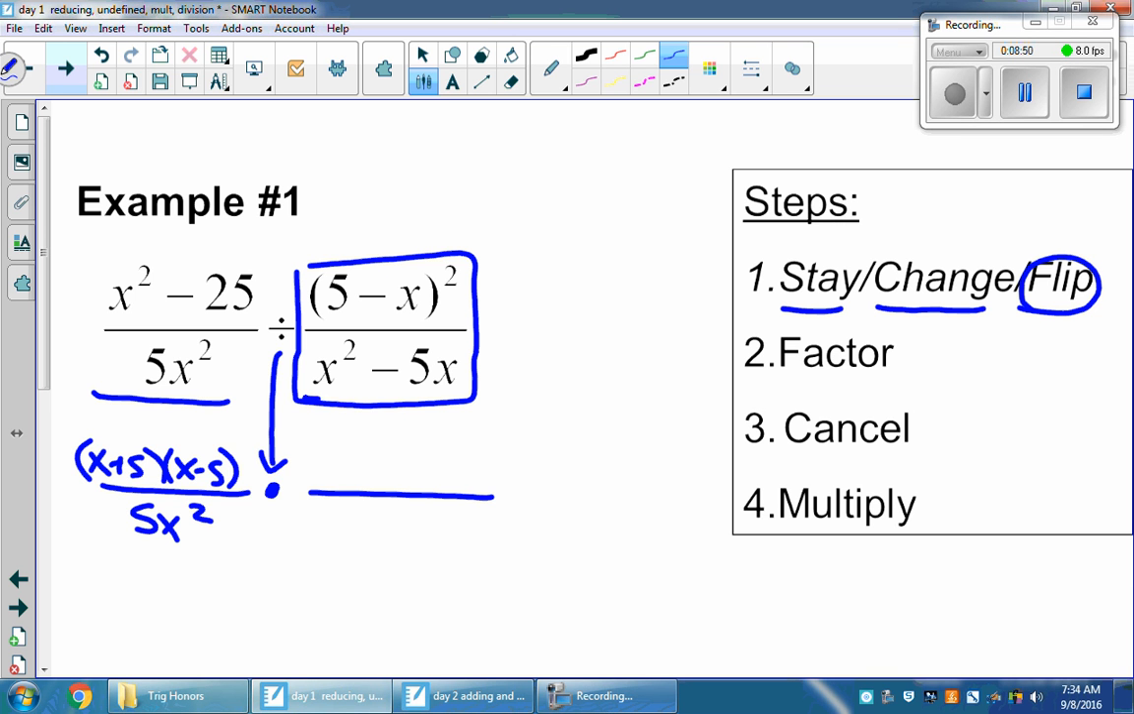I'm going to flip the second fraction. As I do that, I'm going to factor it. X minus 5. Just to save me some time. I have some kids that will flip the fraction, actually write it, and then write it again. To me, that's just a little waste of time. But 5 minus x, 5 minus x.